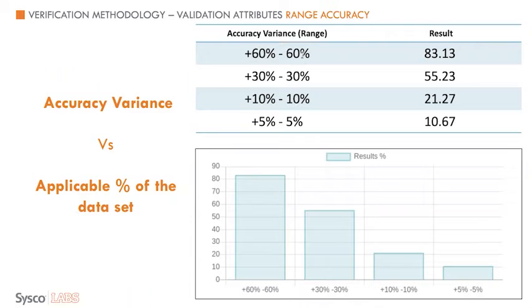So if the variance is higher, you have many data with higher variance, then it means that you still have work to do to optimize this algorithm. When you have, let's say, plus or minus 5% variance, a data set of around 90%, then it means that you have achieved your target to a greater extent, where you get the optimum result out of it. So that's how we determine range accuracy.